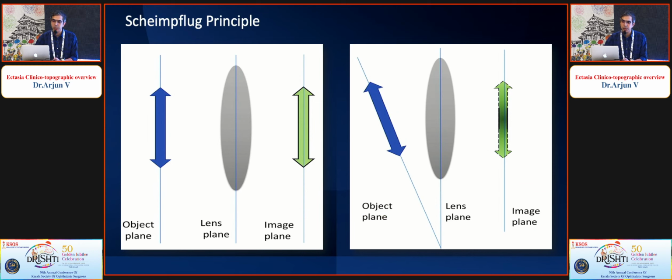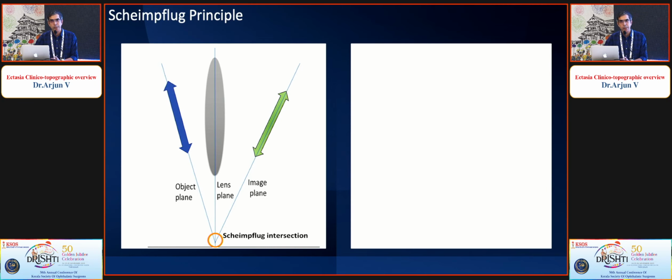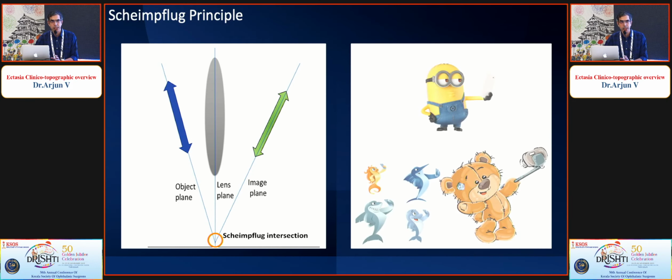So going on to the Scheimpflug principle, if the object plane and the lens plane are parallel, the image will be quite clear. But in our case of the cornea, it is not parallel, it's a curved surface, so it will cause distortions. So in such a case, by tilting the plane between the object and the lens, you can get a much clearer image. This is something which we intuitively do when we take a selfie, that we either tilt our head or the phone to get a better image. That is the simple principle of Scheimpflug.